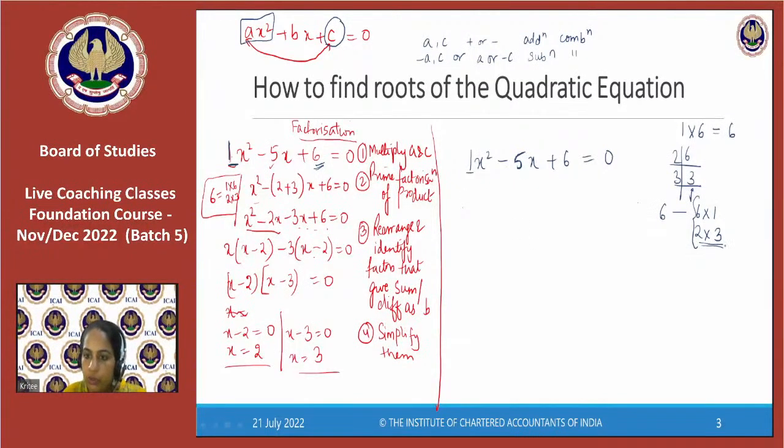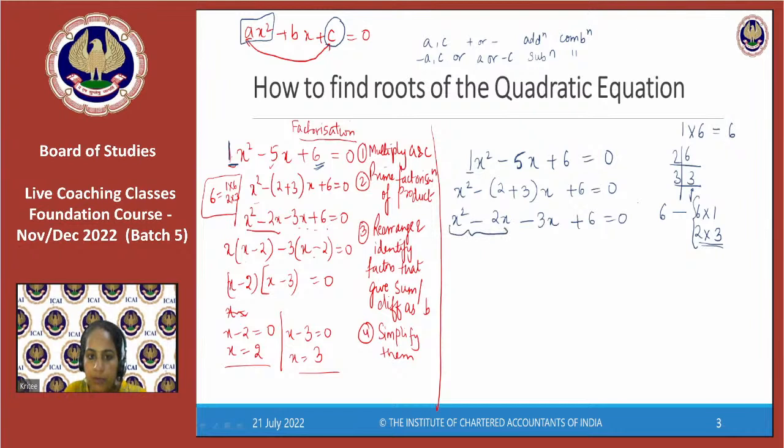So here 2 plus 3 gives me 5. So instead of 5, I will take 2 plus 3 into x plus 6 equals 0. So we will open the bracket. This looks like this: x square minus 2x minus 3x plus 6 equals 0.